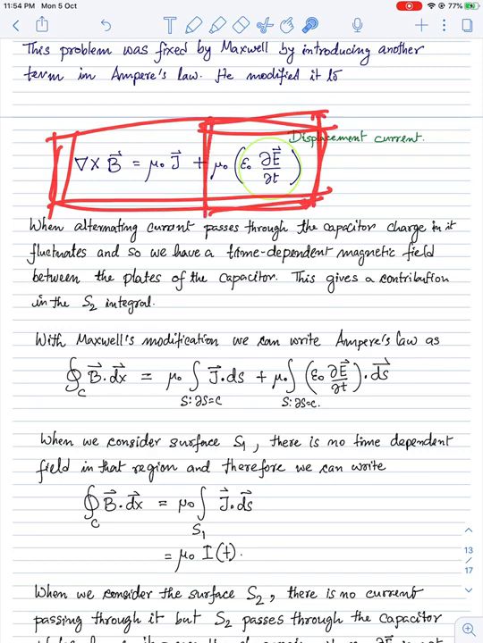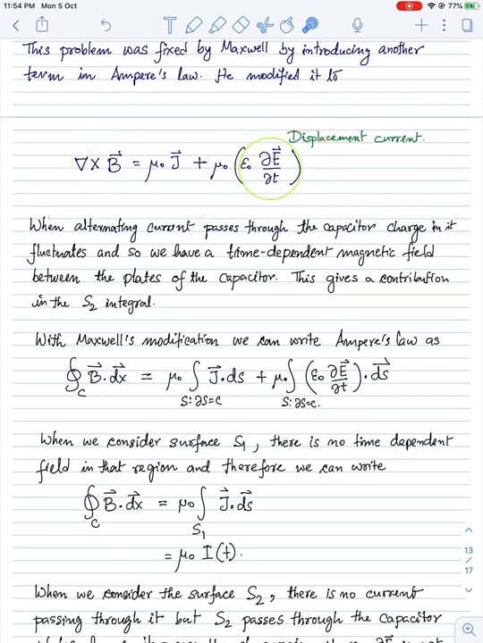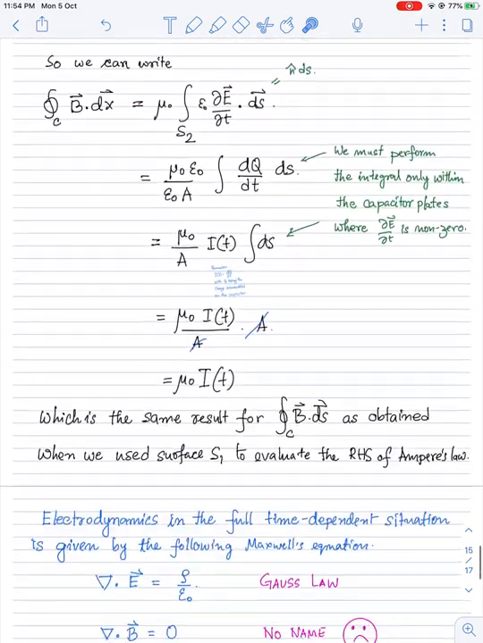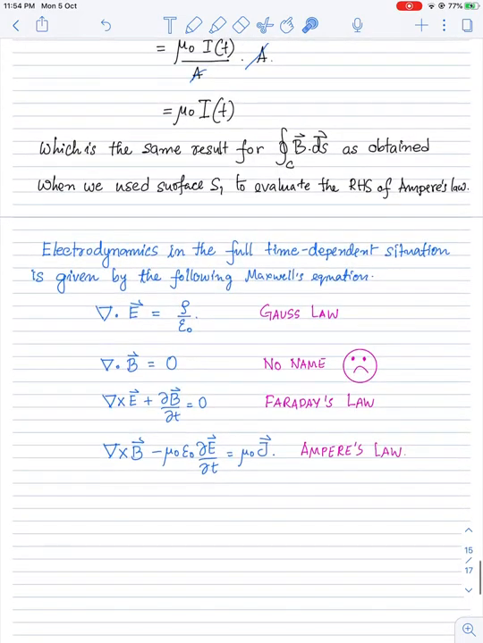But I hope this example demonstrates clearly why this additional term matters. The importance of this term was realized because of Maxwell's insight, and this essentially completes our Maxwell's equations in some sense. That is very important. But still, even in the presence of this term, this equation is referred to as Ampere's law.